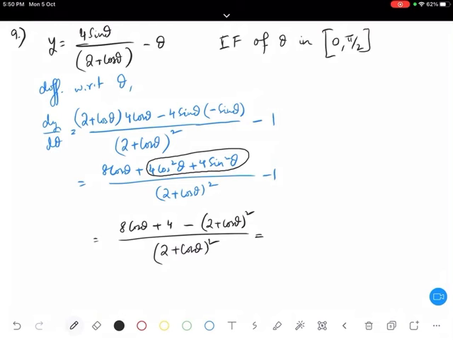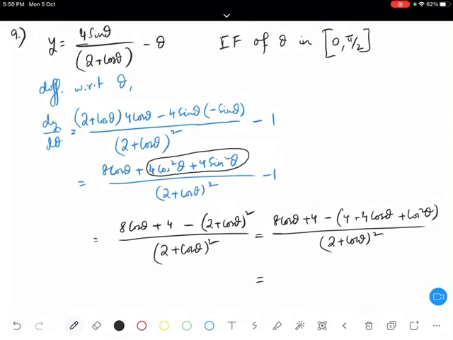So let us do the a plus b whole square. 8 cos theta plus 4 minus, this one is what? 4, then we have plus 4 cos theta, then we have plus cos square theta, divided by 2 plus cos theta whole square. Let us simplify: 8 cos theta plus 4 minus 4 minus 4 cos theta minus cos square theta. So now look at here, let us see what we can cancel.